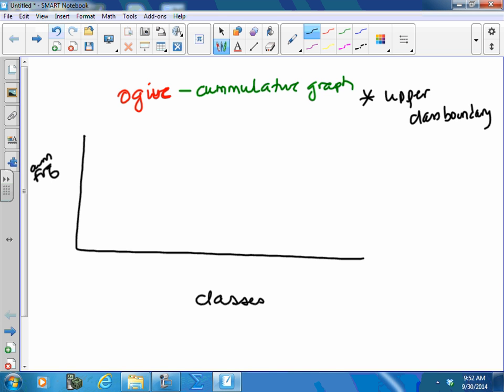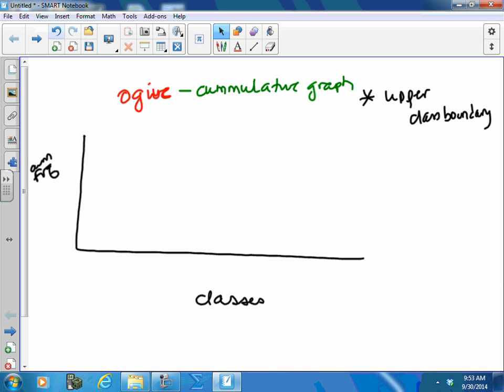The reason you're using upper class boundary is if you look at your chart for a second, when I'm accumulating all my frequencies, it's going to this highest point. It's going up to this guy. This class is going from here to here. This class is going from here to here. It's going to the highest point of that class. Now, technically, what a cumulative does is it's everything before that as well.